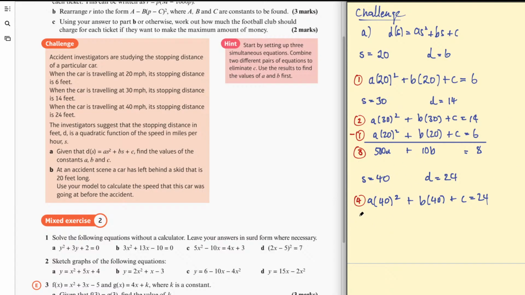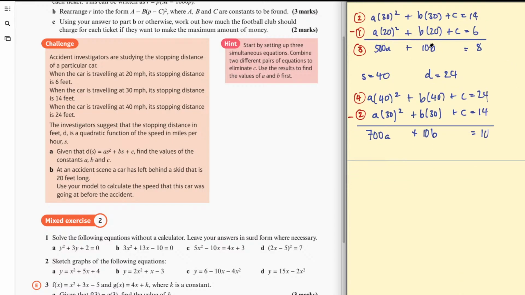So let's subtract equation 2 from this. Equation 2 was a times 30 squared plus b times 30 plus c equal to 14. If I subtract these two things, that's 1600 take 900, which is 700. 40 take 30 is 10b. The c's cancel again, and 24 take 14 is 10. Okay.